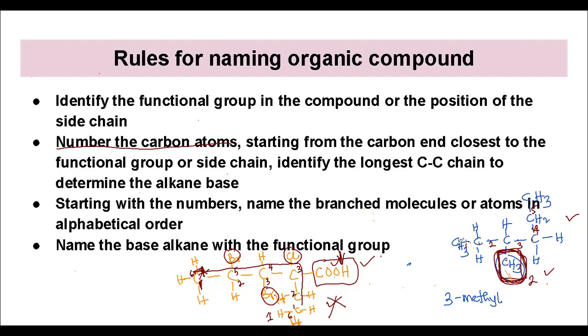Okay, then the last thing is to name the base alkane with the functional group. So in this case, my base alkane is the longest carbon to carbon chain. One, two, three, four, five, six. So this is hexane. So 3-methylhexane. So I'm done naming this one. Okay, I'm done naming this.